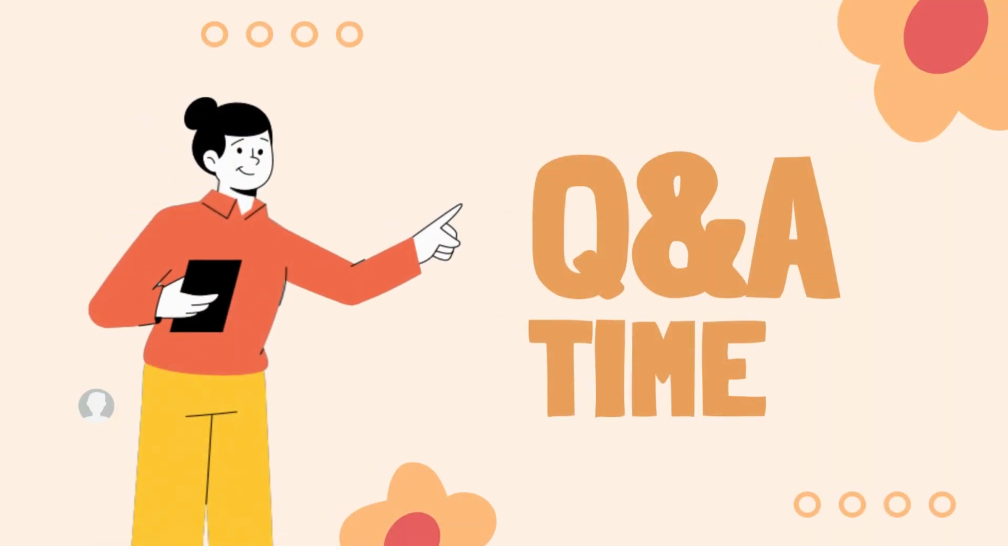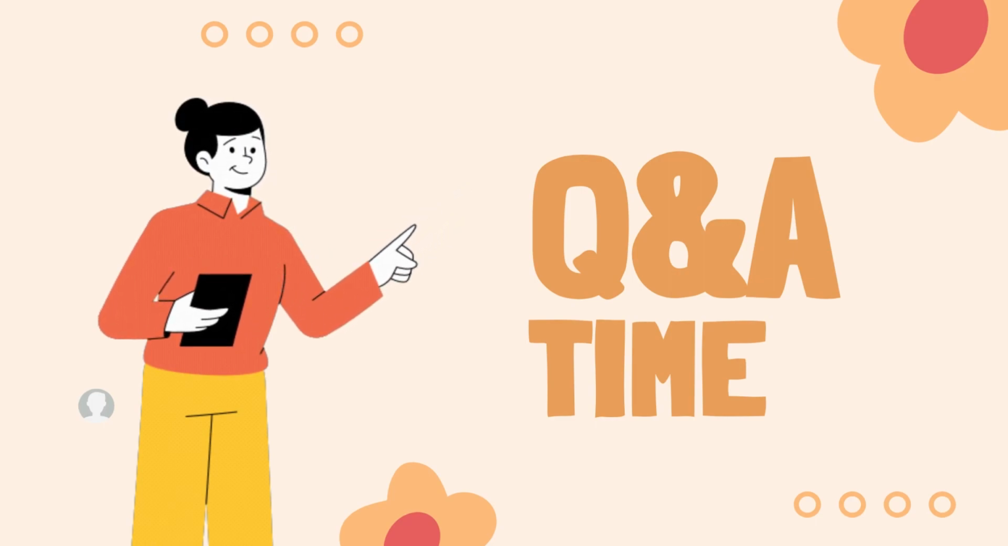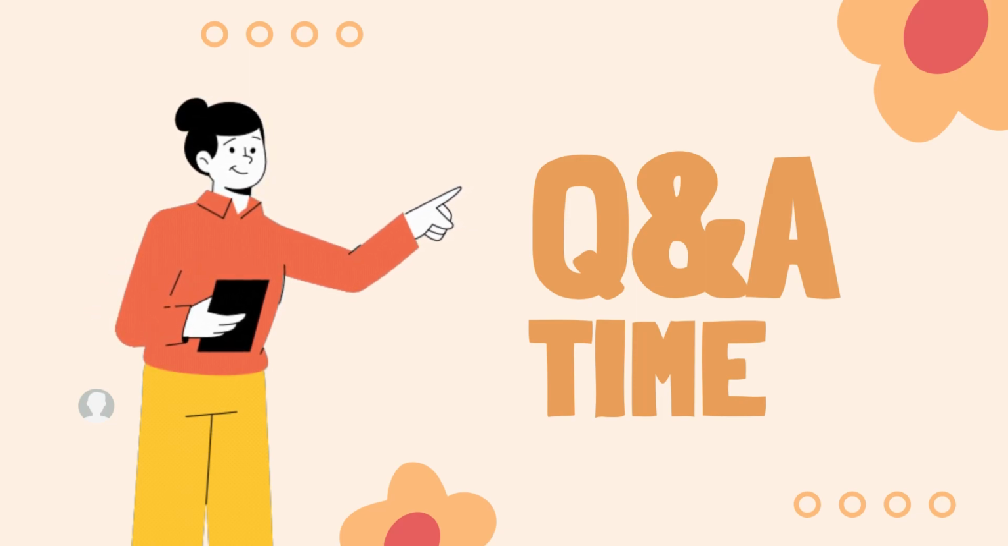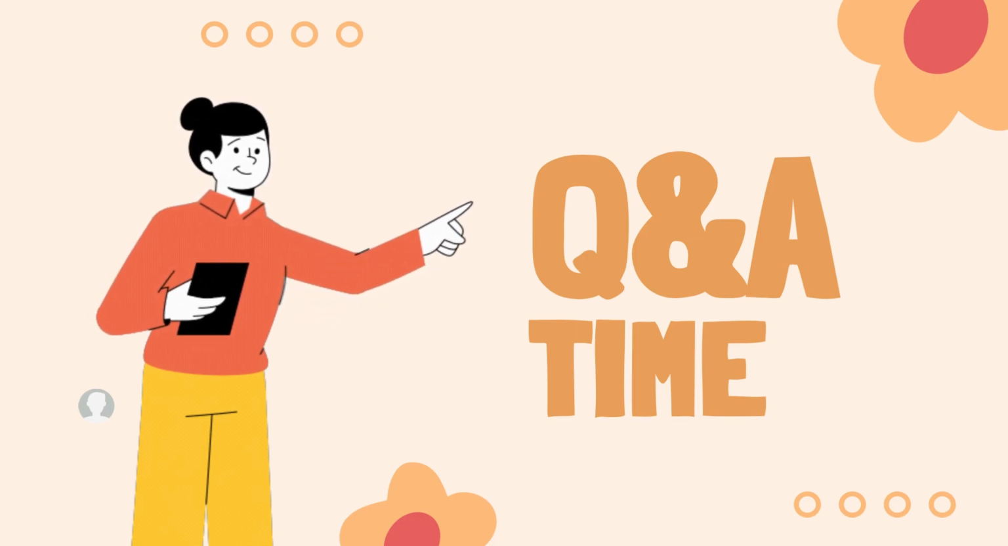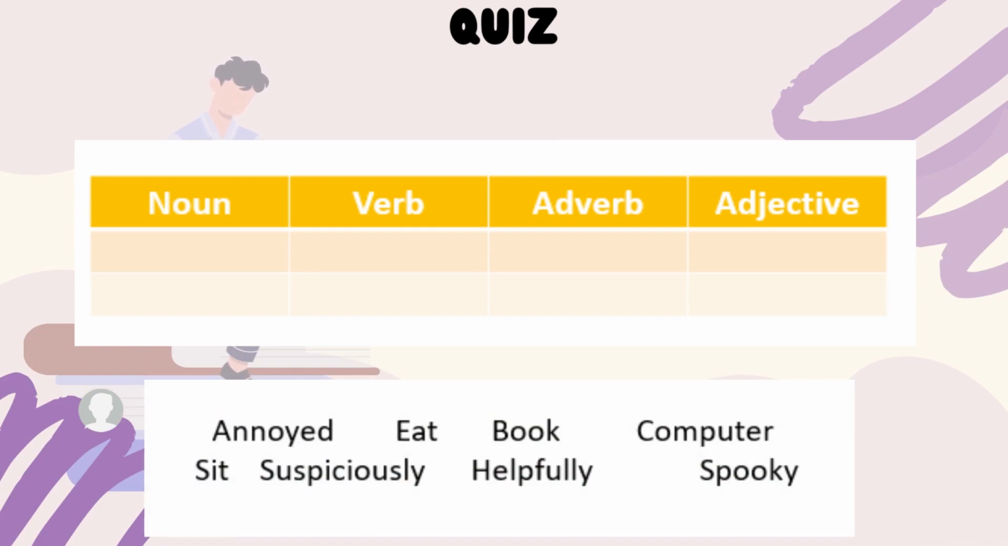So in a second, I'm going to show you some words, and I just want to see if you can put them in the correct categories in terms of the different word classes. Now this may take a little bit of practice, but feel free to have a look, pause it, and then check against the answers that you'll see in a moment. Okay, so we've got the words annoyed, eat, book, computer, sit, suspiciously, hopefully, and spooky. So spend a moment now, you might want to pause the video and just see if you can put the different words in the different categories.